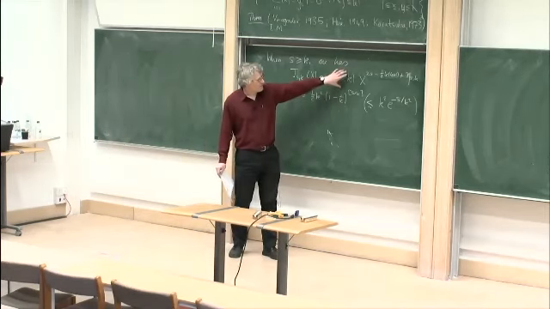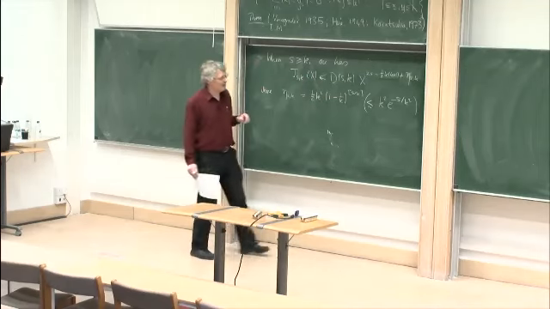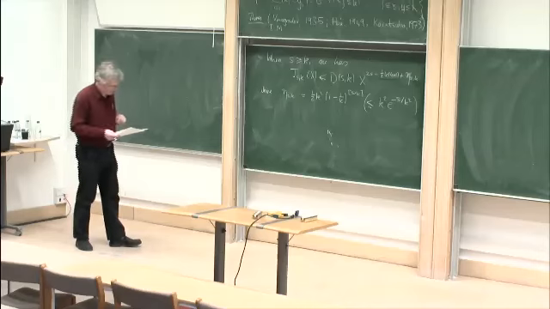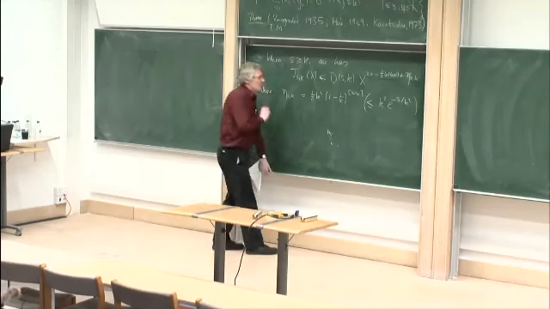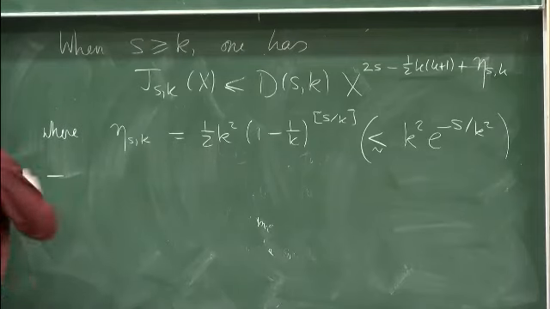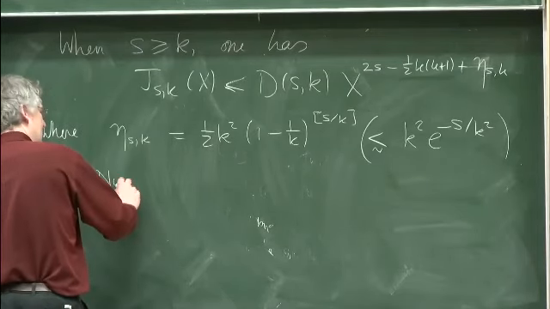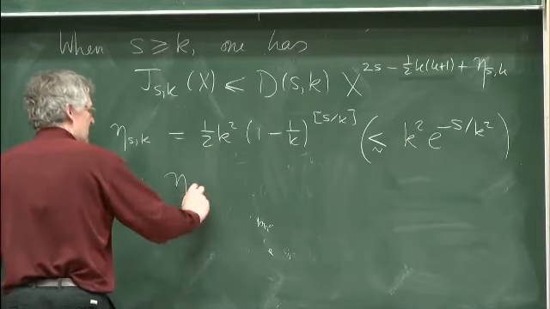I've downplayed the role of this constant here, this number depending on s and k. That's important for applications to the Riemann zeta function. I'm not going to talk about that at all. There are applications of this. So the key observation perhaps is that eta is small.